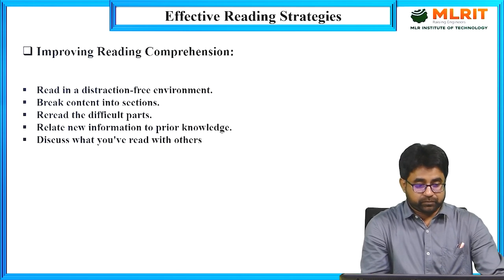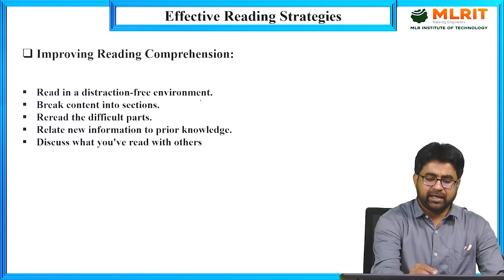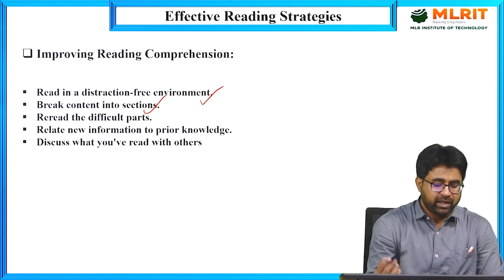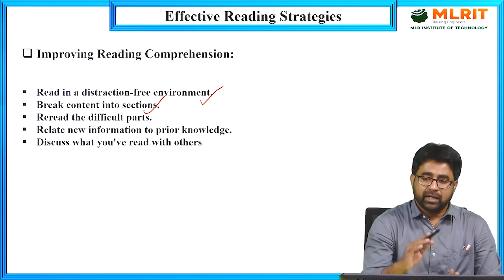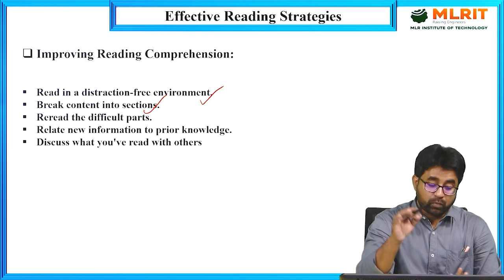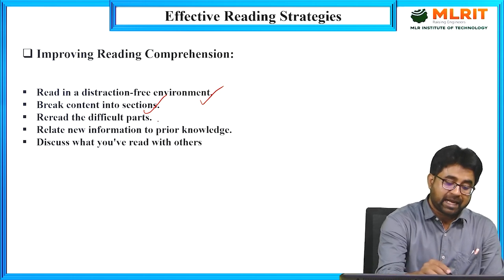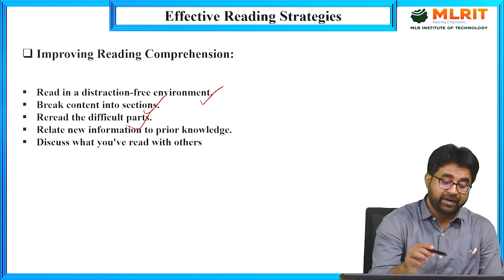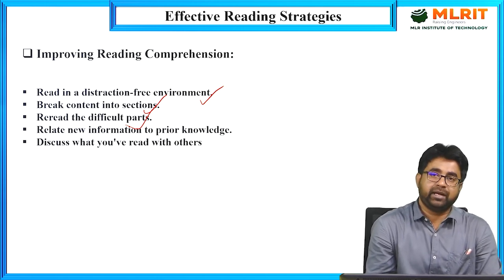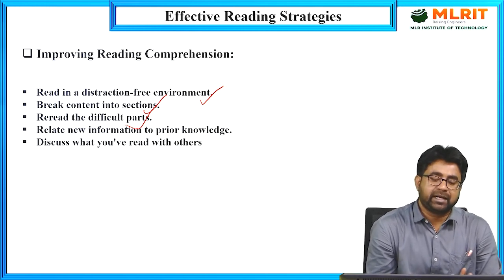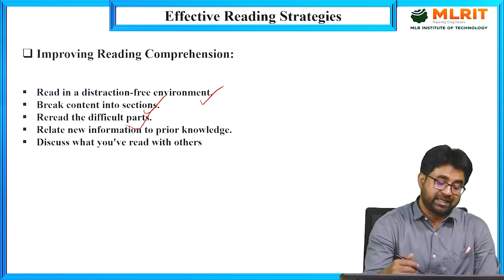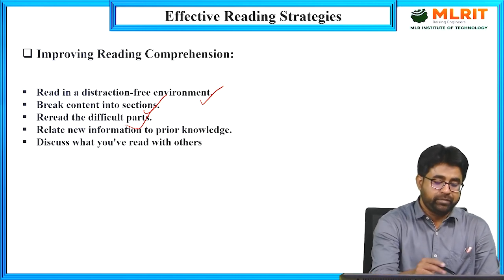Right? Now, improve reading comprehension. Read in a distraction-free environment. This is a very common point. Break the content into sections. Don't read the entire content as a whole. Rather, break it into small sections and focus on one section at a time. That can also make our reading effective. Reread the difficult parts. One-time reading might not be enough. Maybe for certain parts of a text it might be enough, but there might be a difficult portion within a text or document. Those parts you need to reread.